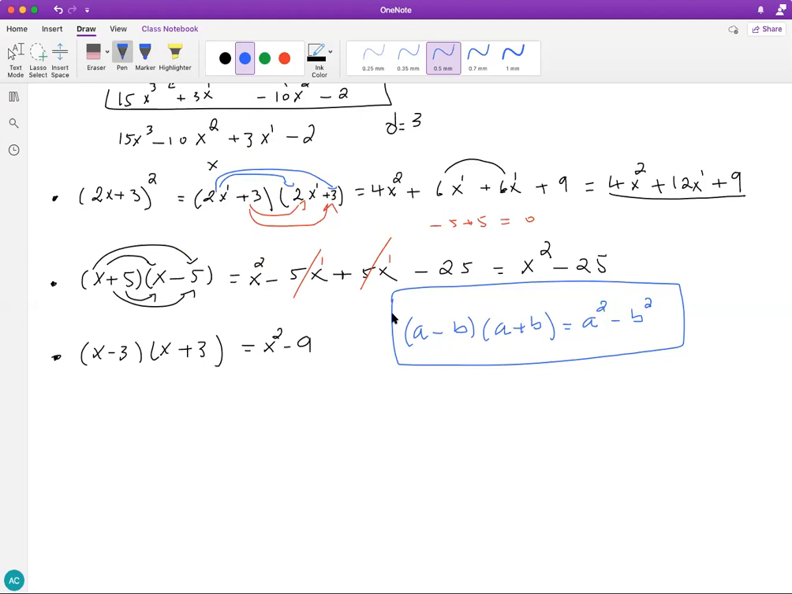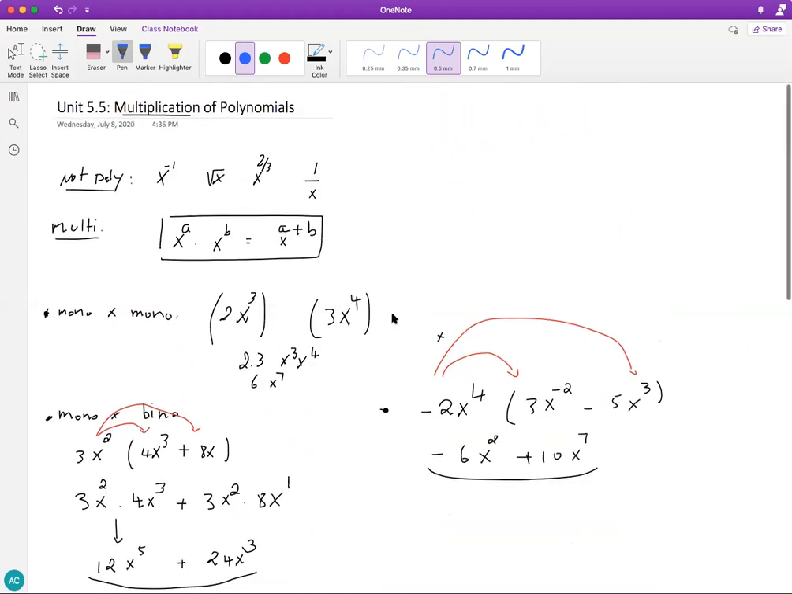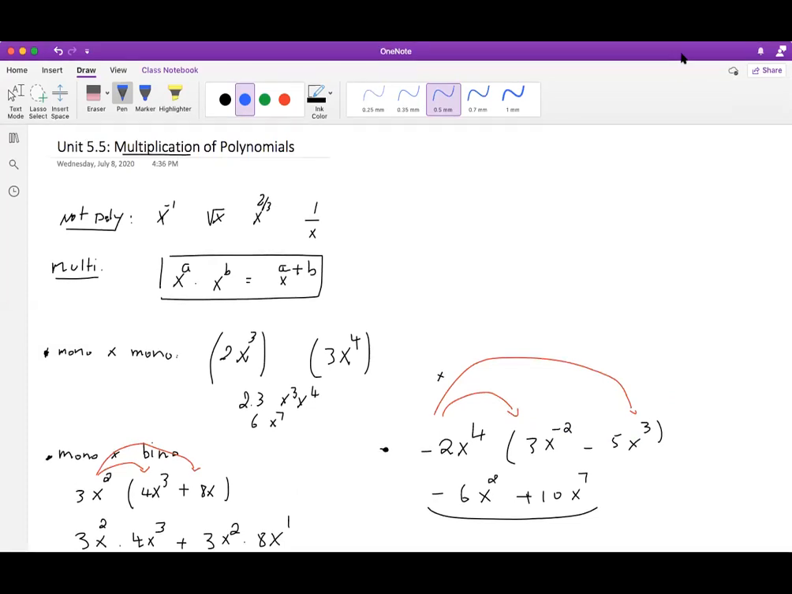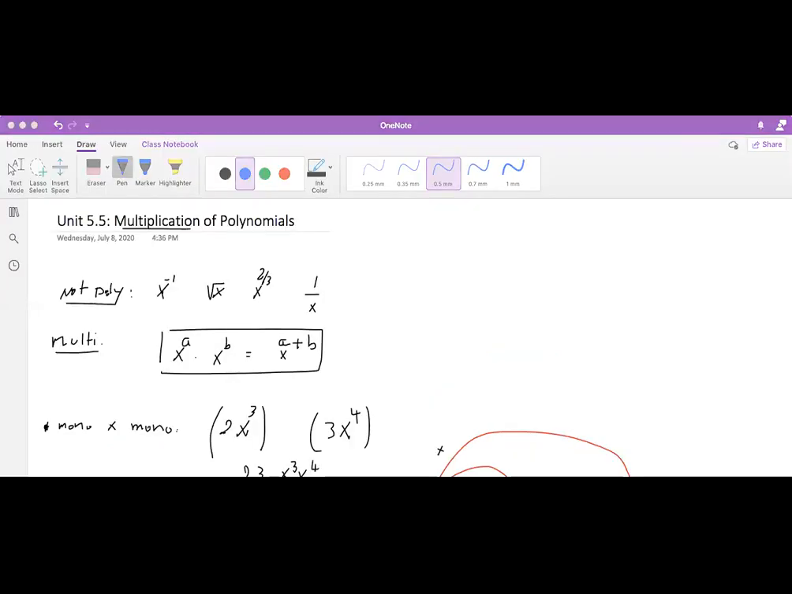That's basically how trinomials work. So just multiply and add your powers. When you simplify, make sure you have the same power, same base in order to combine like terms. Let's see if you can do another problem.